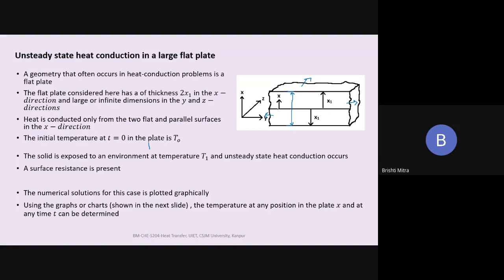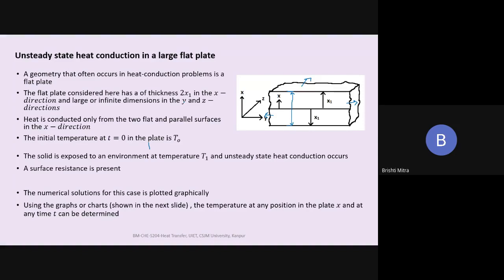And where is the direction of x? From the center of this, the direction of x is going from the center upwards. So that is my direction of x that we have. The plate considered here has a thickness of 2x1 in the x direction and large or infinite dimensions in the y and z direction.